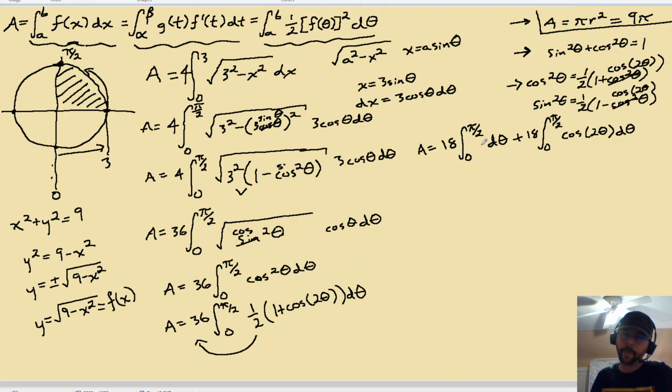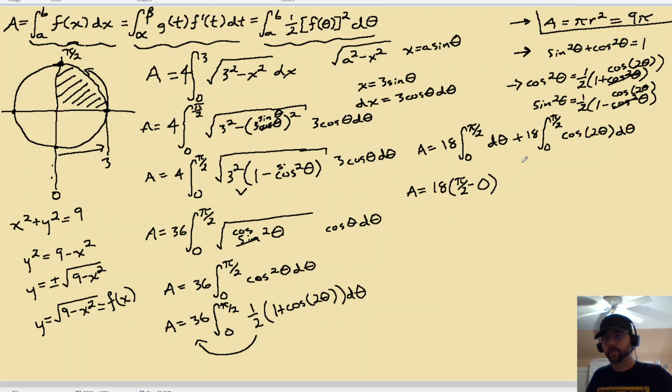So now the integral of 18 from 0 to, we'll just say the antiderivative of d theta is theta. So we're going to have 18 times theta from 0 to pi over 2. So it's going to be 18 times pi over 2 minus 0.